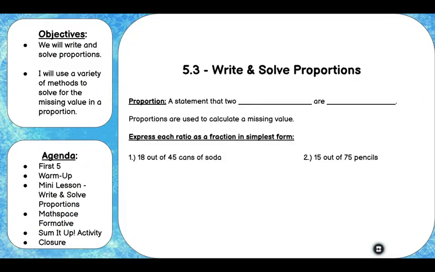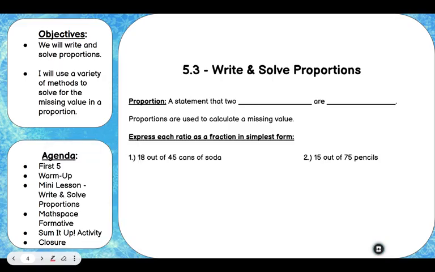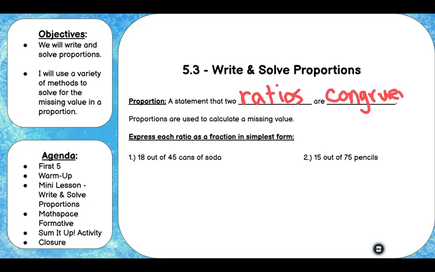So, if you guys could do me a favor, the packet that you just got, if you guys could turn to page 1. This part of Unit 5, we're going to be talking about proportions. A proportion is a statement that two ratios are congruent. So if you remember, congruent means equal.